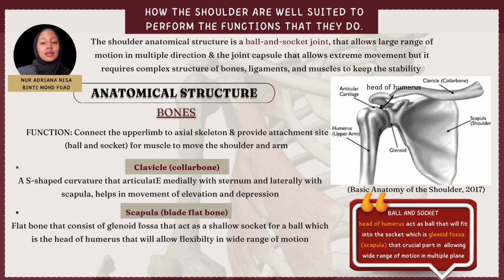It is an S-shaped bone that connects medially to the sternum and laterally to the scapula, and it works in elevating and depressing the shoulder as well as giving a great range of movement to the arm. Then the scapula looks like a shoulder blade, which is a flat bone that acts as the house of the glenoid fossa. It works as a shallow socket where the head of the humerus fits to form a ball and socket joint to allow the shoulder to move.